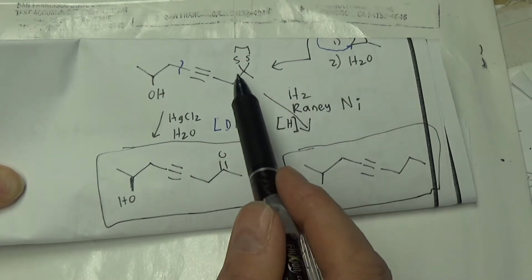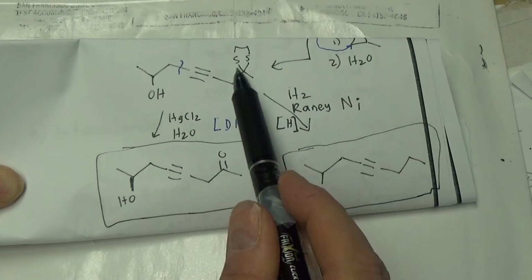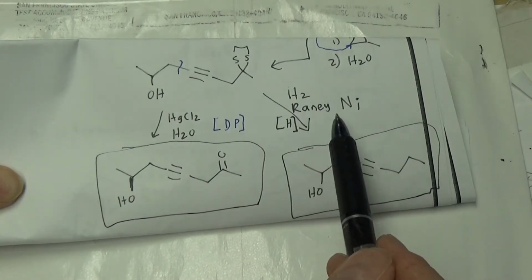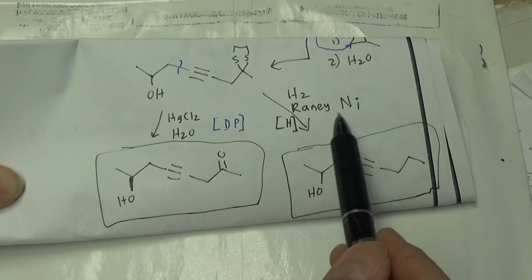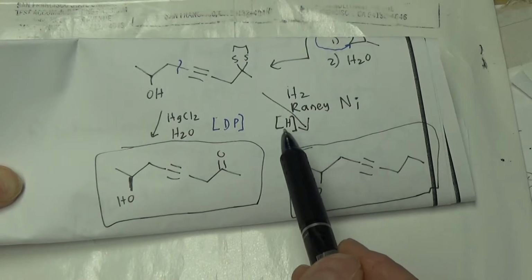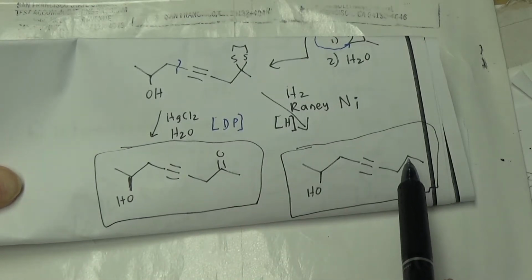But the other cool thing about thioacetals is you could actually wipe off the functional group completely and leave yourself with an alkane, and that's using H2 and Raney nickel. Raney nickel is just a type of nickel that, in this case, reduces it off, so it just wipes it off and you get a CH2 group.